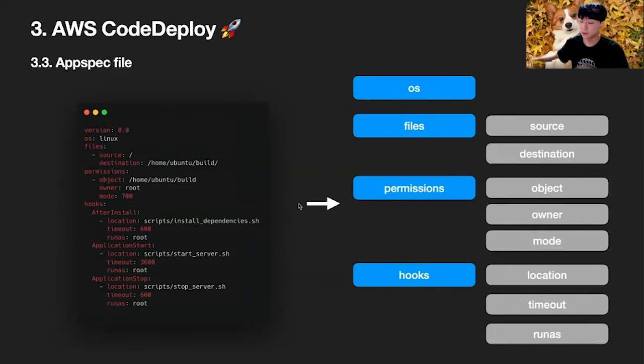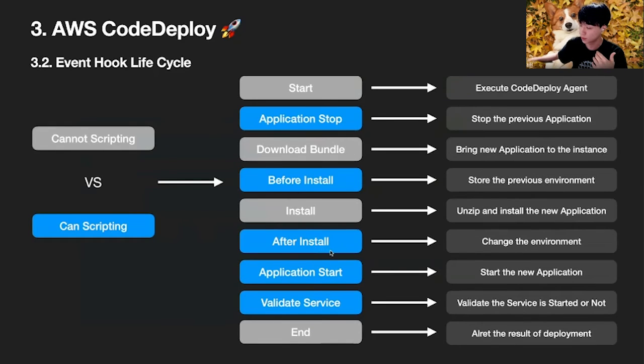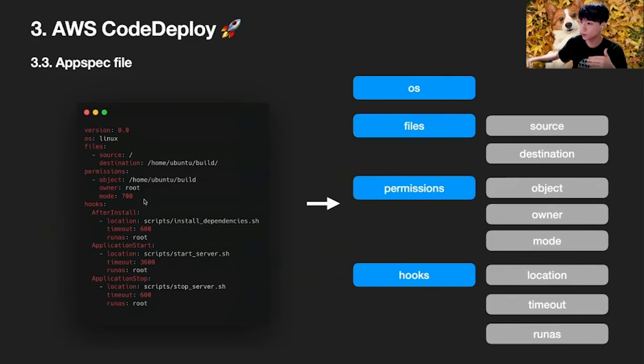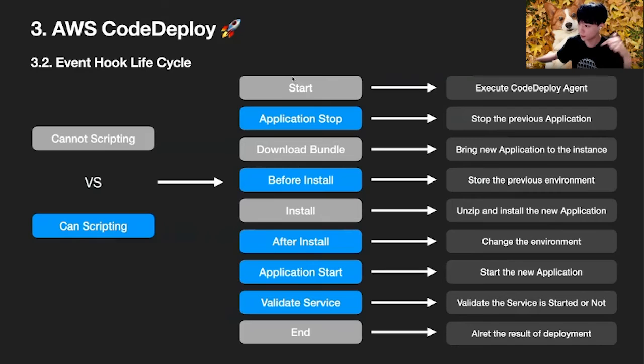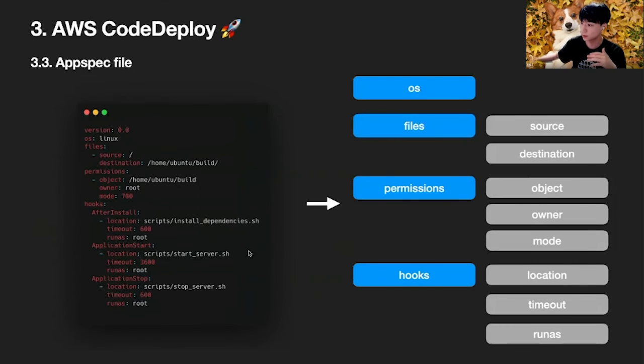This is the abstract file to execute the event hook. As you can see in the hooks part, there is a name, after install. And as you can see before, there is an after install event hook with a blue box, which means you can write the scripts for it. If the code deployment process flows from start to end and it is on the after install, it just executes this code, the install dependencies shell script.